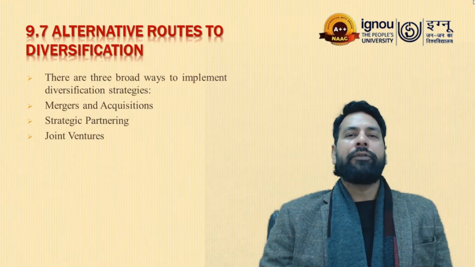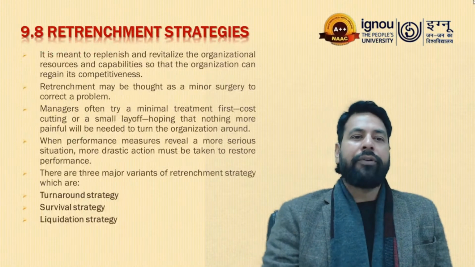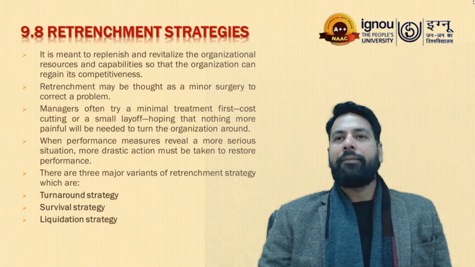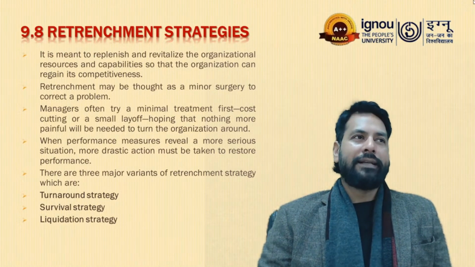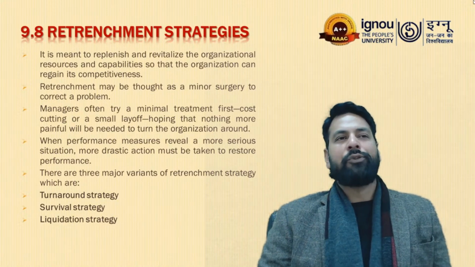So these are the alternative routes to diversification. Now we'll talk about retrenchment strategy. As I said, the name is self-explanatory. Here the managers do some kind of a small operation because maybe they just slow down.